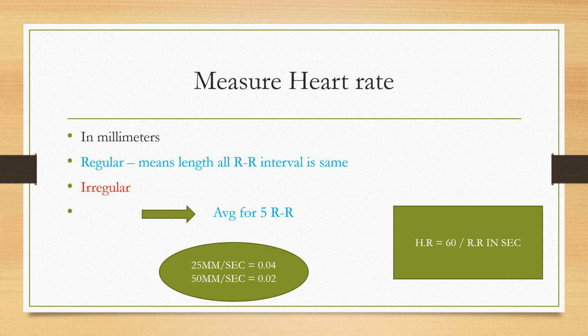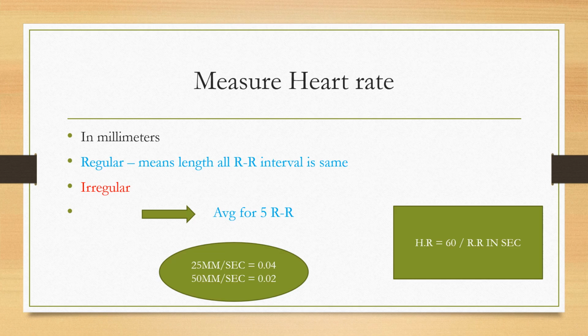Then our next point is measuring heart rate, meaning evaluation of heart rate. To find the heart rate, we must measure the RR interval. If the length of all RR intervals in all the leads is the same, then we can conclude it is regular. But if it is irregular, then we must find the average of 5 RR intervals, and then say it is irregular, and then we will find the conclusion after that: is it tachycardia or bradycardia?